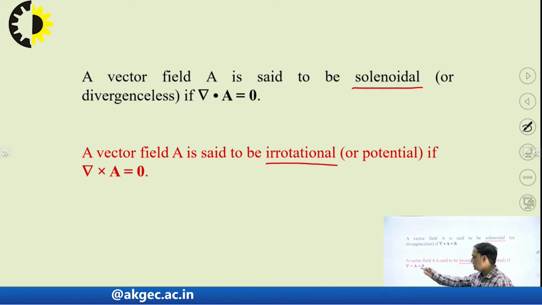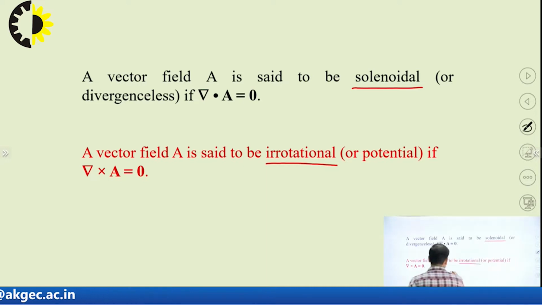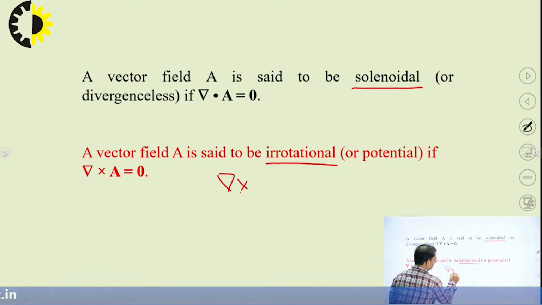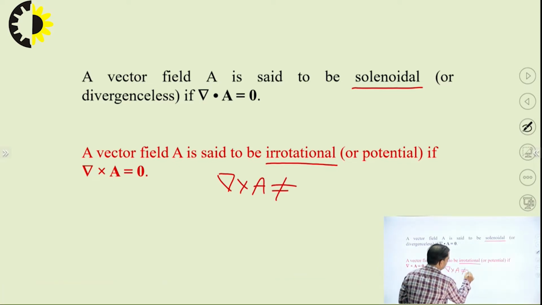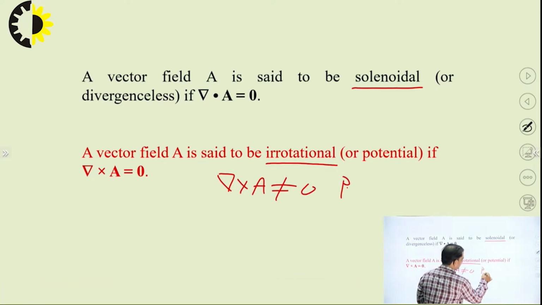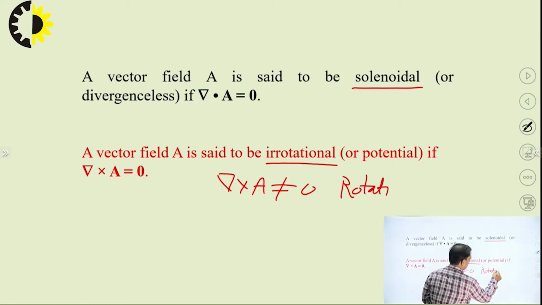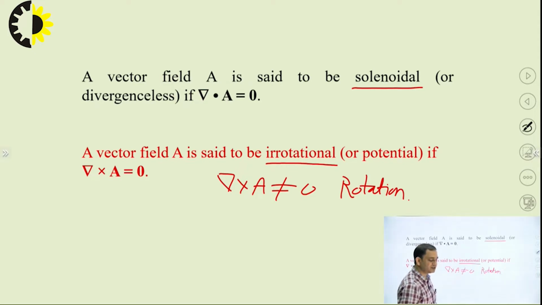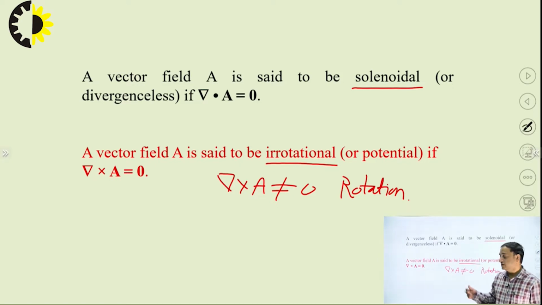Suppose the value of del cross A is not 0. In this case, if del cross A is not 0, this is the case of the rotational, which means the rotation is there, right? So this identity will help us when we talk about unit 5, that is wave equations.